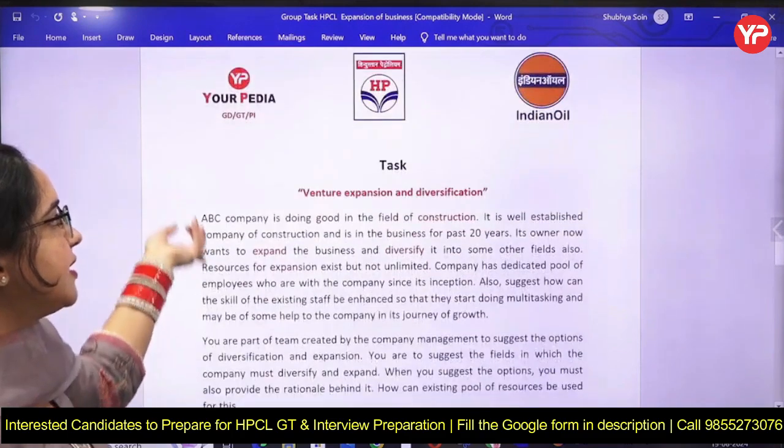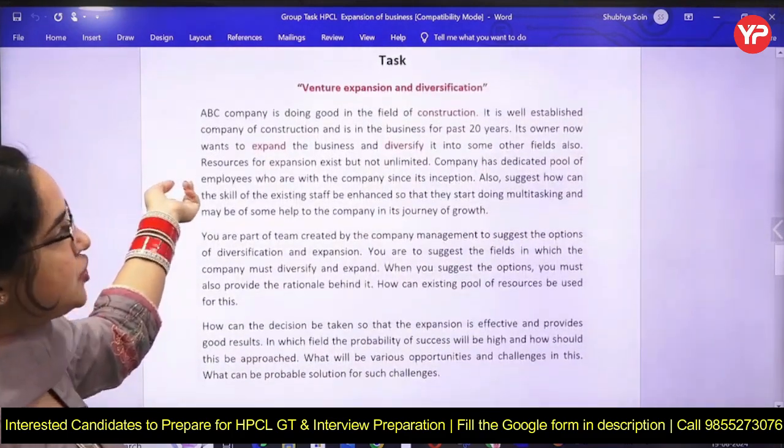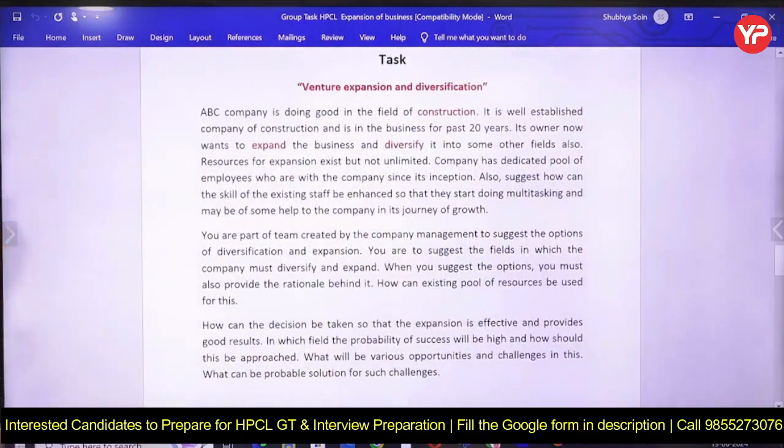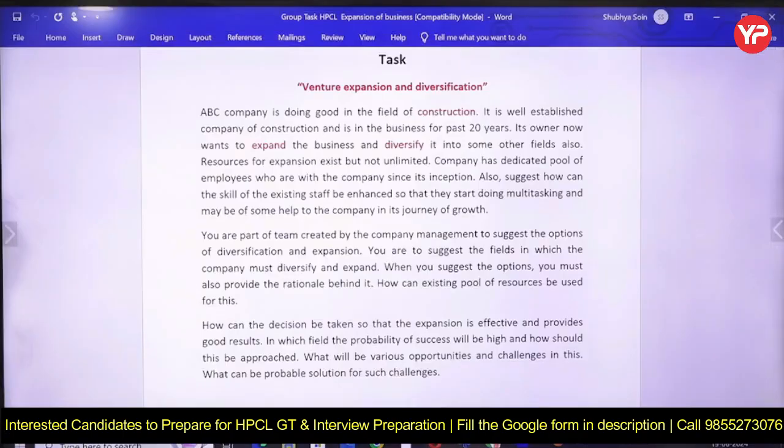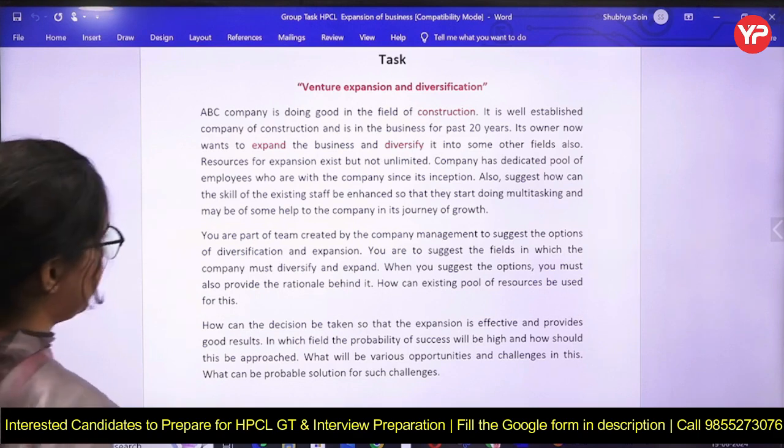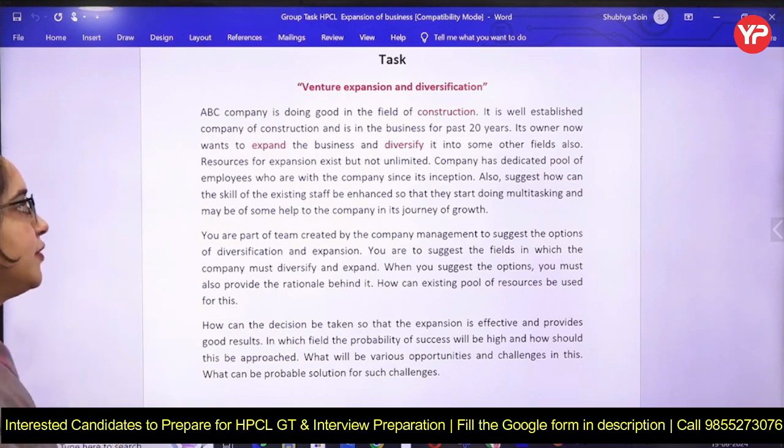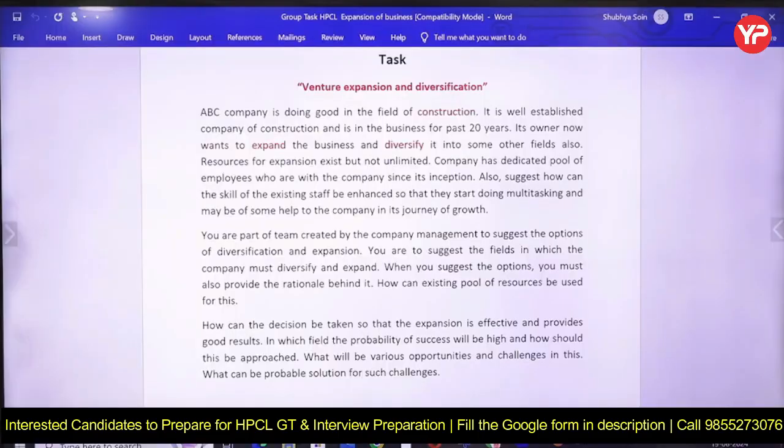So now it is the exact task. Even you can have a screenshot of this task and you can read it out. I'll read it with you. Venture expansion and diversification. So that is the topic. It is like some ABC company doing good in the field of construction, a well-established company in the business for the past 20 years. It wants to expand the business and diversify it into some other fields also.